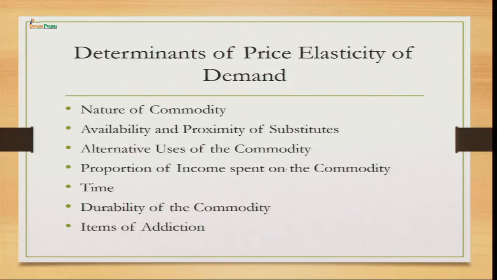So the commodities which are used for some specific purpose, demand for those commodities is of inelastic nature, whereas the commodities which can be used for different purposes, the demand for those commodities is of elastic nature. Then, proportion of income spent on the commodity, again very important, right?